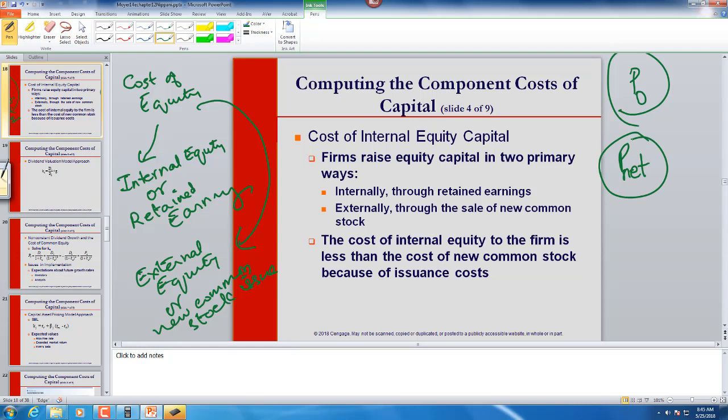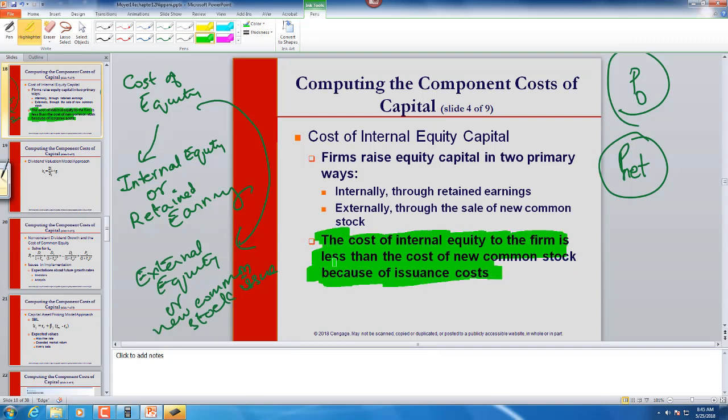Because when you sell new common stock, you again need to go through all the procedure that any public company needs to go through to place their stock. So because of the difference between PO and P net, since PO is higher in value than P net, the cost of internal equity is less. This is a very important statement. Let me highlight it in green. This is very important. See that? Kind of cool when I think of it. All right, there you go.